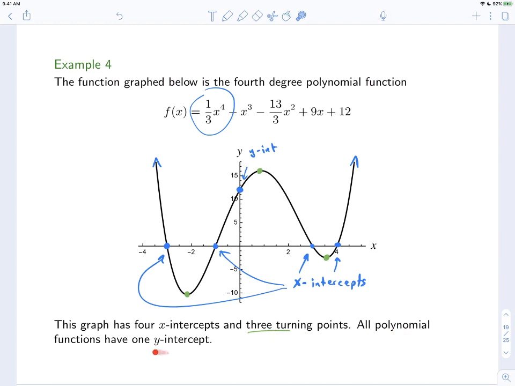Notice that all polynomial functions have one y-intercept. That's because if you have a polynomial function, the domain is the set of all real numbers, so you can plug in x equals 0, and that will give you the y-intercept. But there can only be one y-intercept, because if there was a second y-intercept, it would not pass the vertical line test and wouldn't be a function. So all polynomial functions have one and only one y-intercept.